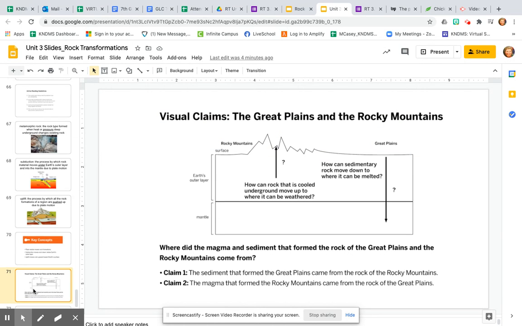Hopefully all of that information can help you try and answer this question: where do the magma and sediment that form the rock of the Great Plains and Rocky Mountains come from? And we can kind of grapple with those 2 claims again to try and figure that out. Once your science notebook is updated, you'll have some questions that you need to answer in this section, and then you can move on to your exit ticket, and you'll be done with science for the day.